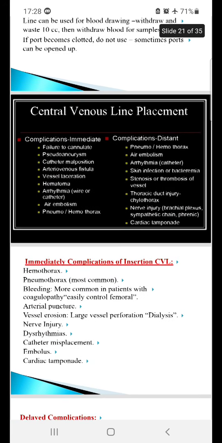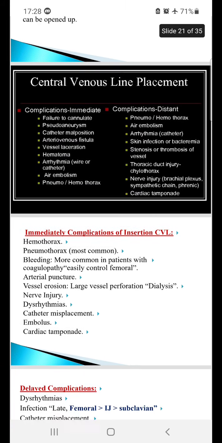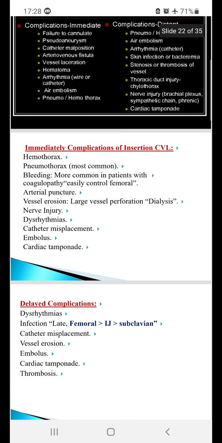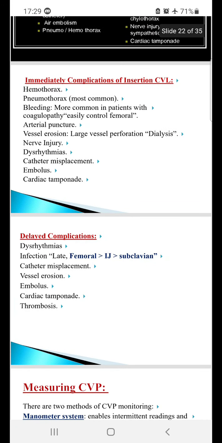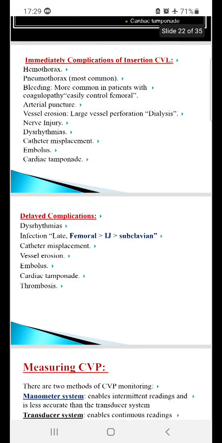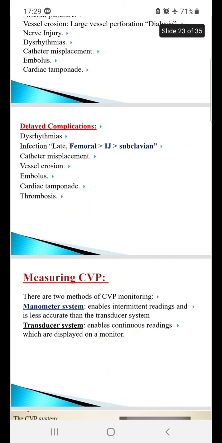Central venous line placement. Complications can be immediate or distant. Immediate complications like hemothorax; pneumothorax is the most common. Bleeding is more common in patients with coagulopathy and is easily controlled, like in femoral CVC. Arterial puncture, vessel erosion like large vessel perforation. Nerve injury, arrhythmia, catheter misplacement, emboli, cardiac tamponade.